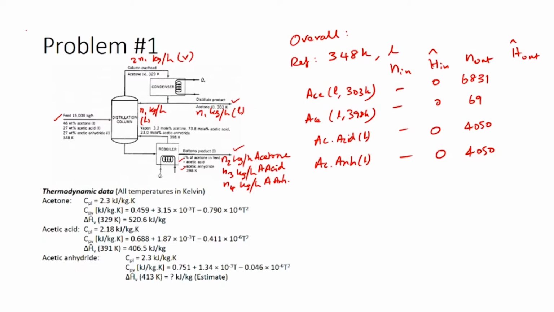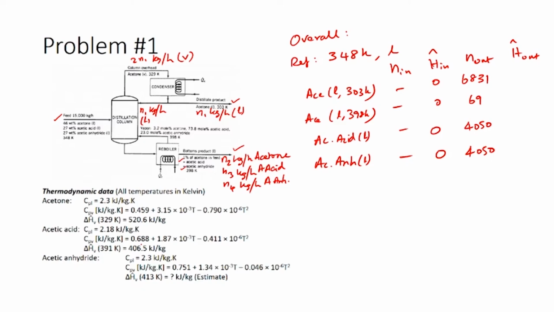So, we have acetone liquid at 348 Kelvin going to acetone liquid at 303 Kelvin and acetone liquid at 398 Kelvin. We have acetic acid liquid from 348 Kelvin going to 398 Kelvin and acetic anhydride liquid from 348 Kelvin going to 398 Kelvin. So, now we need to calculate these enthalpies using the Cp values that we have. As all these components are simple enough, we should just be able to directly use the Cp values and fill out this table. So, please go ahead and do these calculations.